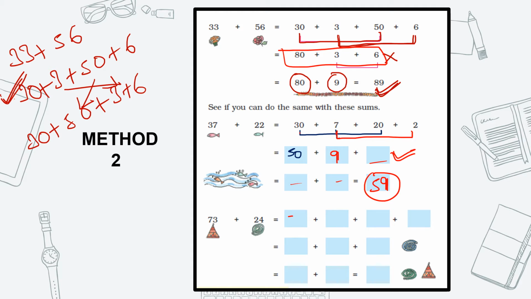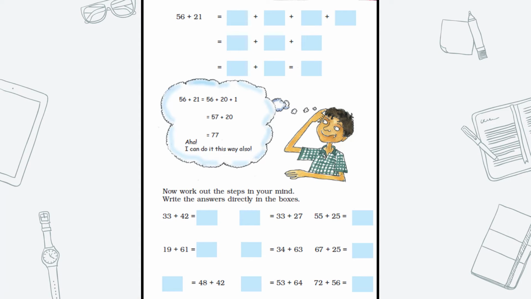Here 73 can be written as 70 and 3 and 24 can be written as 20 and 4. Now what do we do? 70 and 20, 3 and 4, right? So I will just write it directly. 70 and 20 is 90, 3 and 4 is 7. We get 97 as our answer. Clear? Next, 56 and 21. Again, same, right? Ignoring one step, 77 as our answer, right?